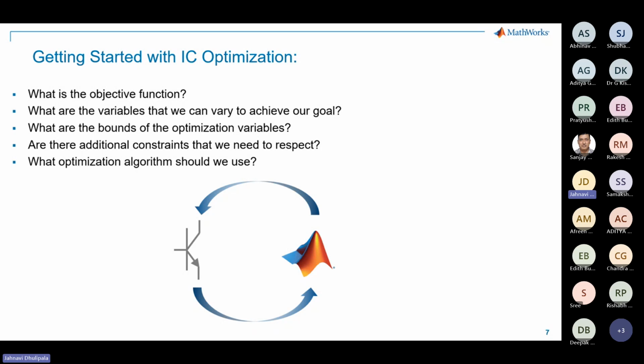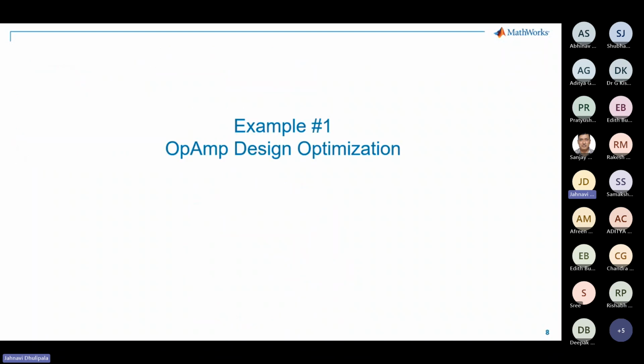We also need to consider what additional constraints we must look for. If you want to reduce the size of an IC but still need to maintain a specific gain or bandwidth, how can you do that? And similarly, which optimization algorithm is suitable? Optimization is nothing but finding the best values you can use for your design to achieve the best results. Before going into that, I need to see all these constraints, what I need to consider before performing the optimization for my mixed signal IC.